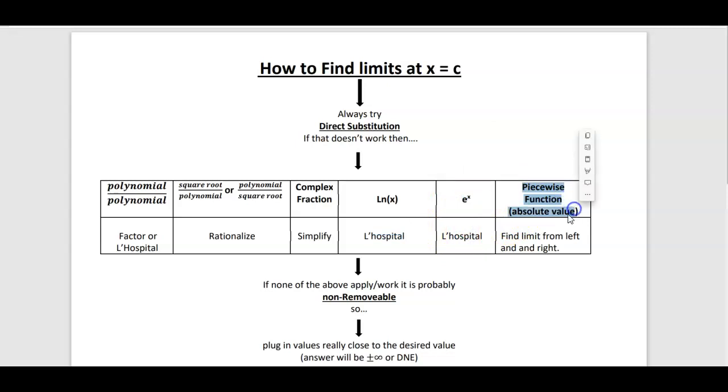If it's a piecewise function or an absolute value function, then you're going to have to find the limit from the left and from the right. Okay, so those are the strategies for removing discontinuities.